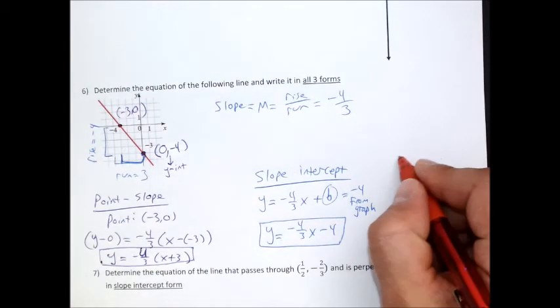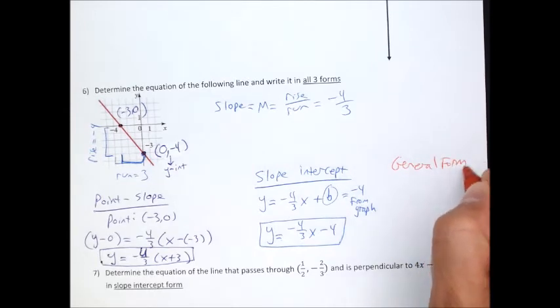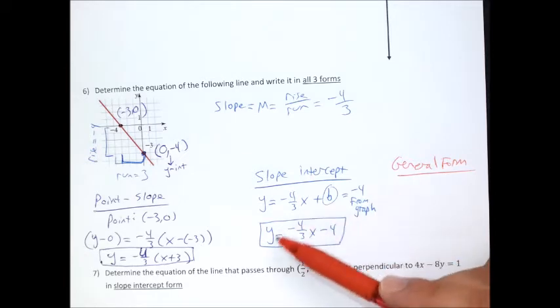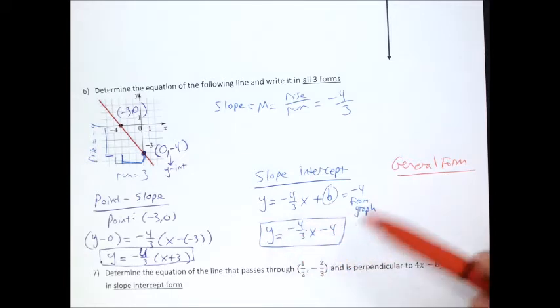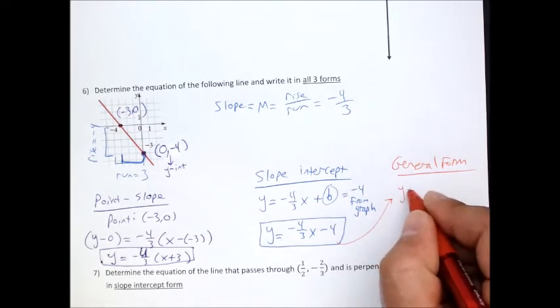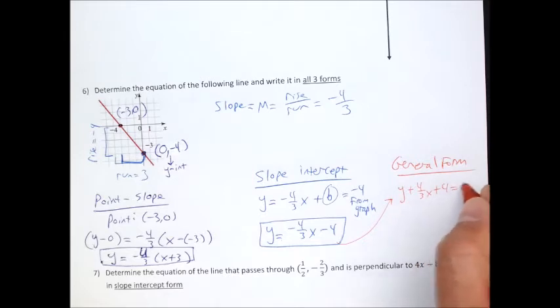And then for the general form, I just add everything over to one side. I usually like to keep things positive. So I just add things over to one side and get y plus 4/3 x plus 4 equals 0.